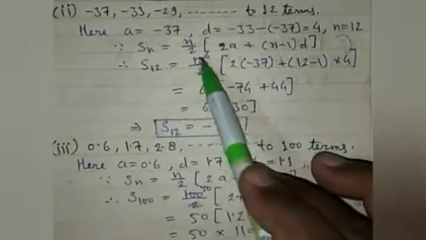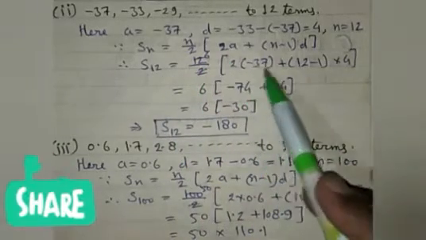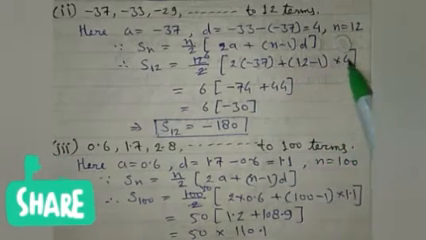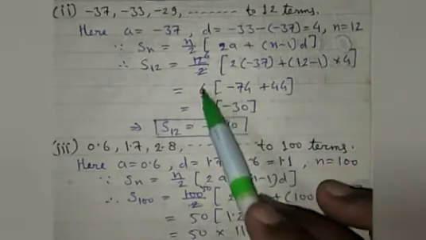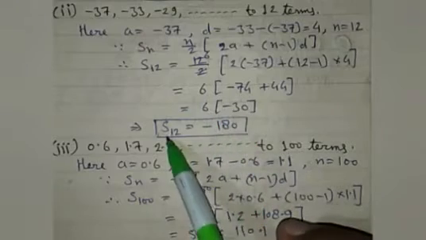So here S12 equal to 12 divided by 2 into (2 into minus 37 plus (12 minus 1) into 4). Here you will get 6 into (minus 74 plus 44). 12 minus 1 is 11, 11 into 4 is 44. So here you will get the answer S12 equal to minus 180.